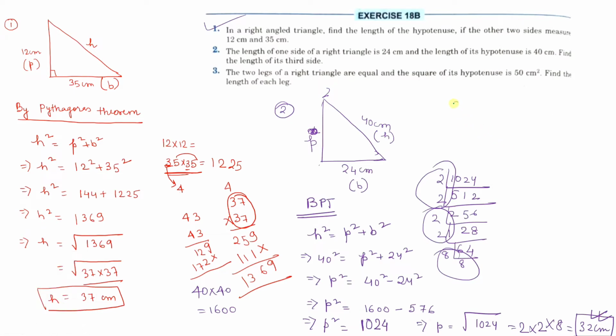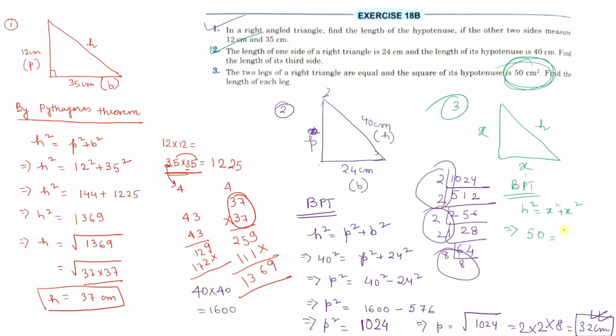Moving to number 3. The two legs of a right angle triangle are equal and the square of its hypotenuse is 50 centimeter. Very nice question. This one is h and these two sides are equal, so let us take it as x. By Pythagoras theorem, you can write h square is equal to x square plus x square, and the value of h square is already given, that is 50. So write down here only 50, not 50 square. This x square plus x square will become 2x square.